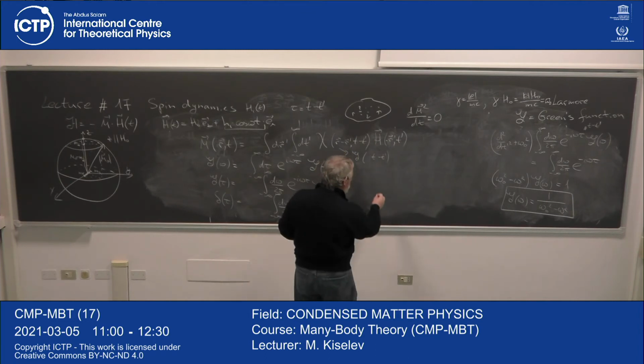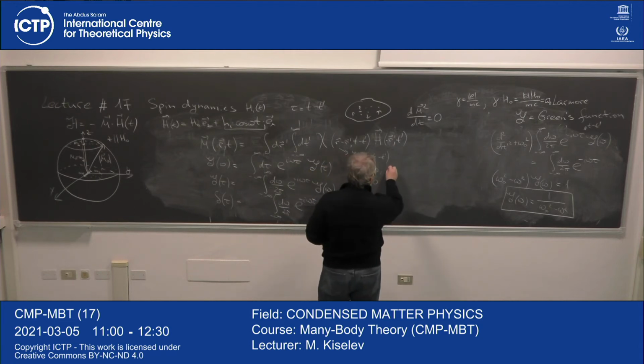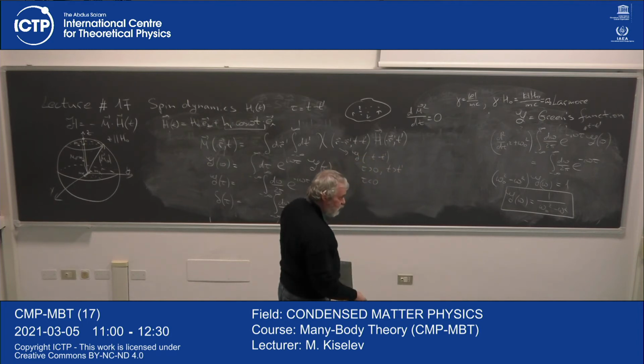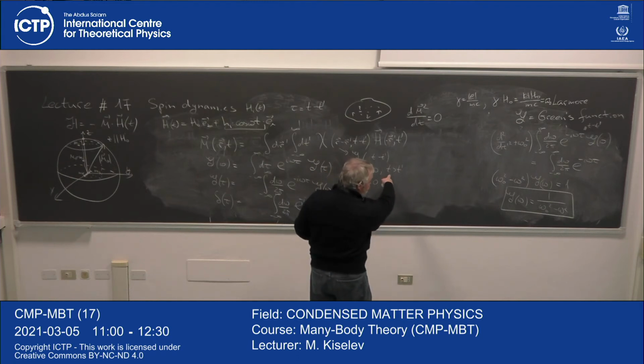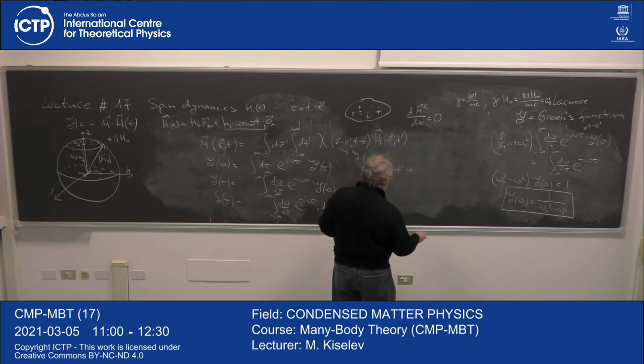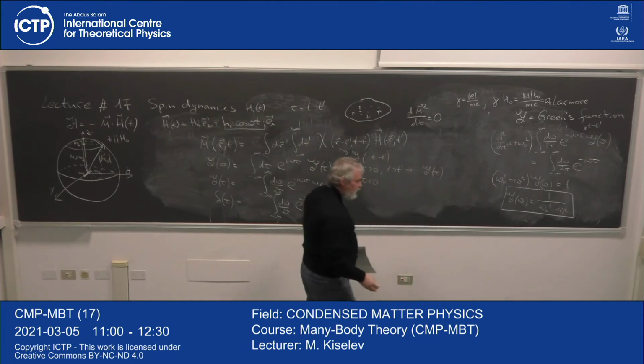So I have to consider two situations, tau positive and tau negative. If tau is positive, which means t is larger than t prime, or t prime is smaller than t, therefore I did something at the time moment t prime before t, and I see a response. So this should be some Green function g of tau.